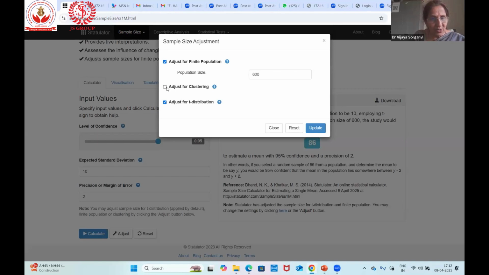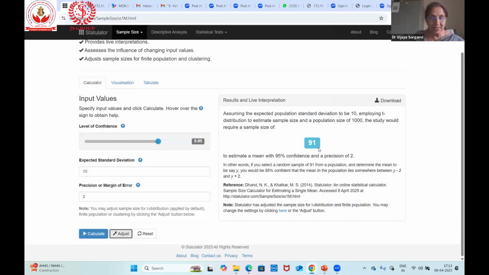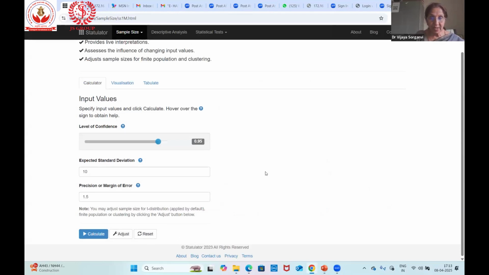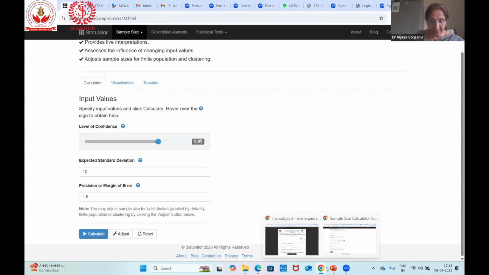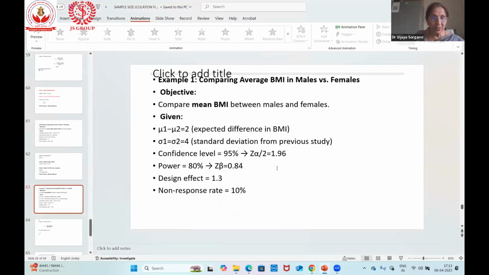If it is clustering, we can also do that, that is design effect, but it is not clusters. We have only one group, so we can leave it. Adjust for T distribution, it is default, you get it. Okay. So by default, it will be 1000. Update, your sample size will be 91 with all this. Okay. Reset it. This is how we calculate sample size for one group for a quantitative study. We'll go to the next one.